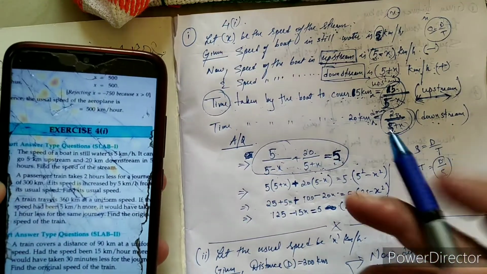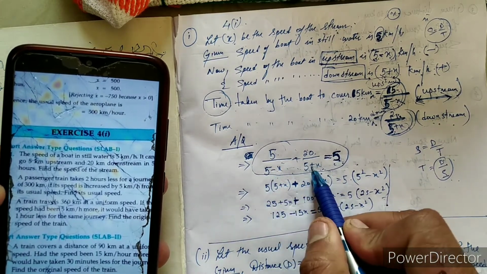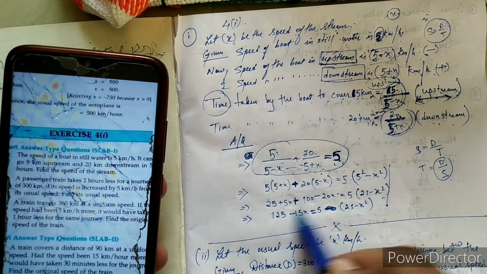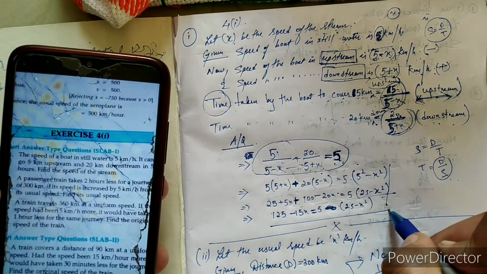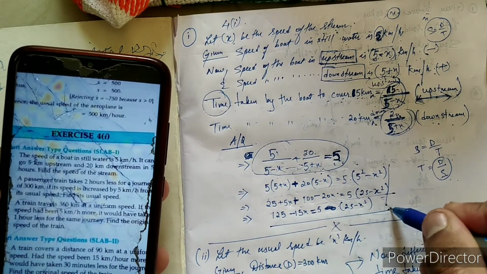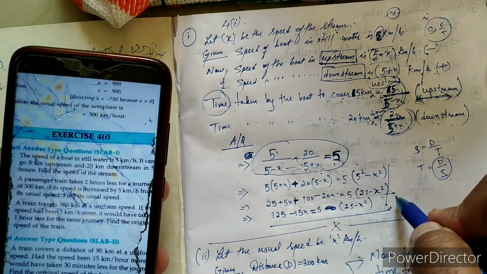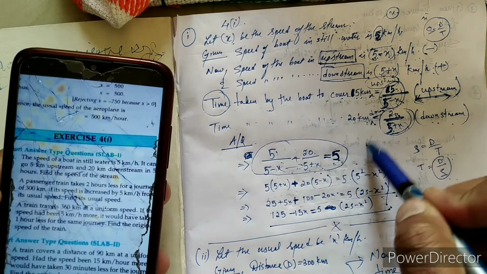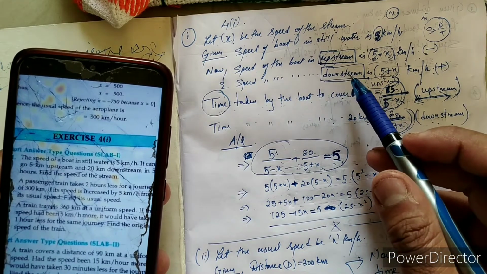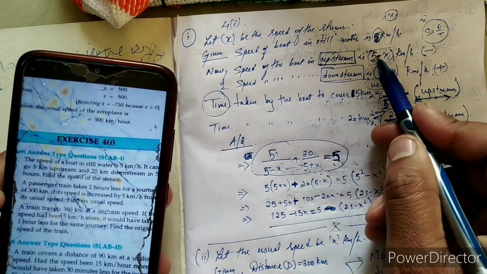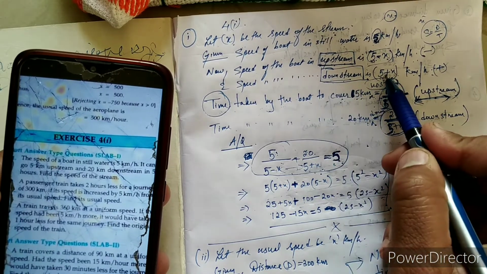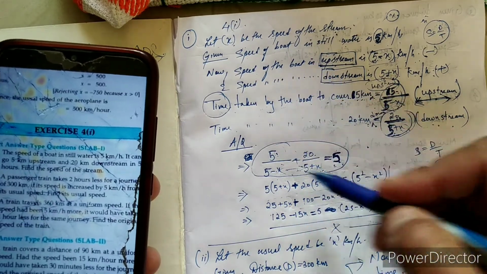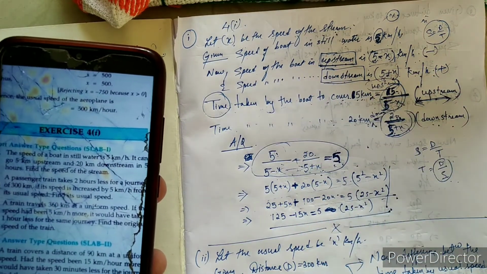Do the cross multiplication, take the LCM. This into this, this into this, then you'll get an equation like this. You'll get a quadratic equation, and after solving it you'll get the answer. You just have a try, and I hope you understood this boat and stream portion. What is downstream speed, upstream speed? In upstream, remember, negative sign will come. In downstream, positive will come. So these were all about upstream and downstream speed.